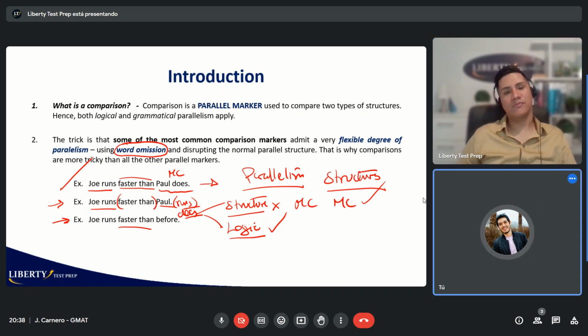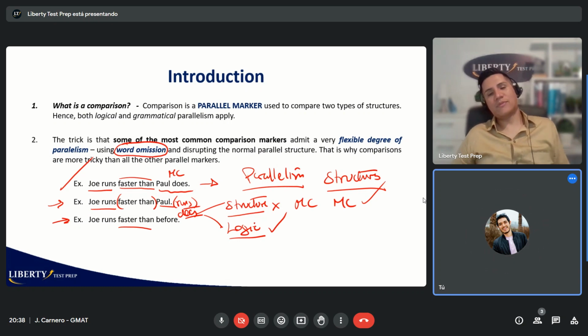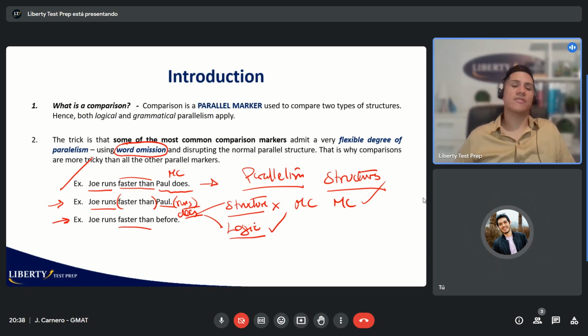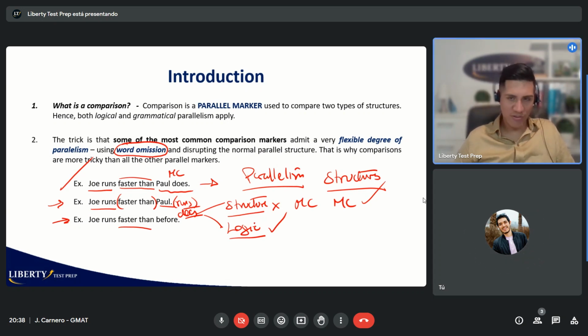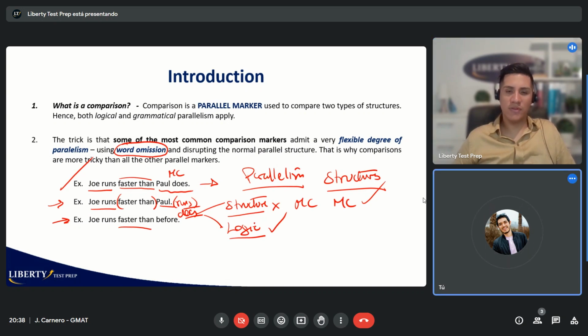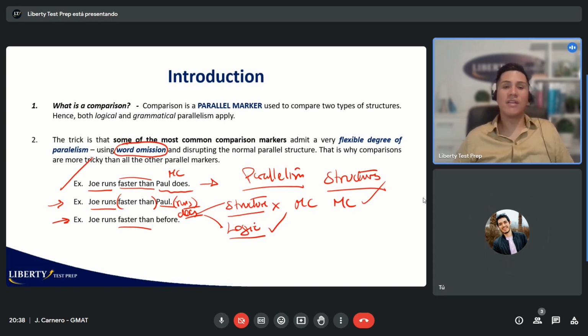So "runs" is also a main class. Before is like an adverb, adjective, or... yes, an adverb in this case, of time, right? So it's not a structural parallel, right? No. But it's logically parallel. Yes. So now, what do we have to do in order to see if this is fine?